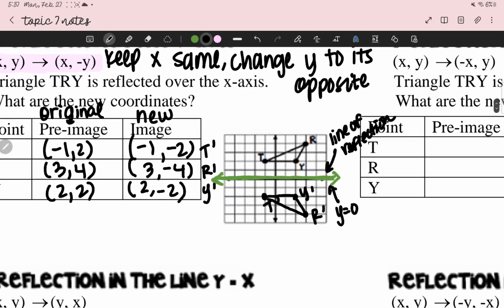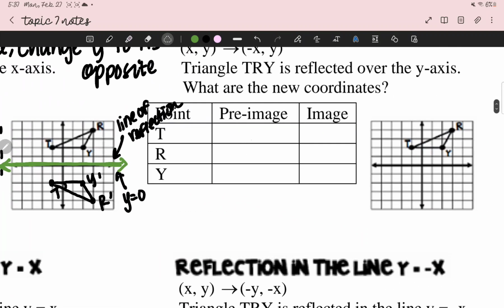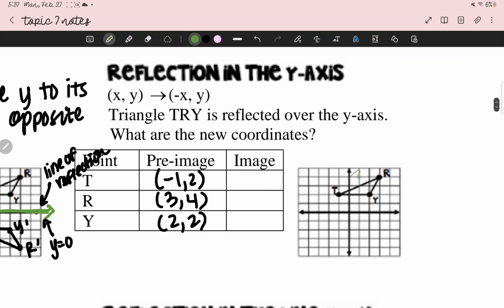All right, moving on. We have the exact same points, so I'm going to put them over here as well. So for my new one, when I'm going over the y-axis, this vertical axis here, when I'm reflecting over that, I need to keep my y the same. And this time I'm going to change x to its opposite.